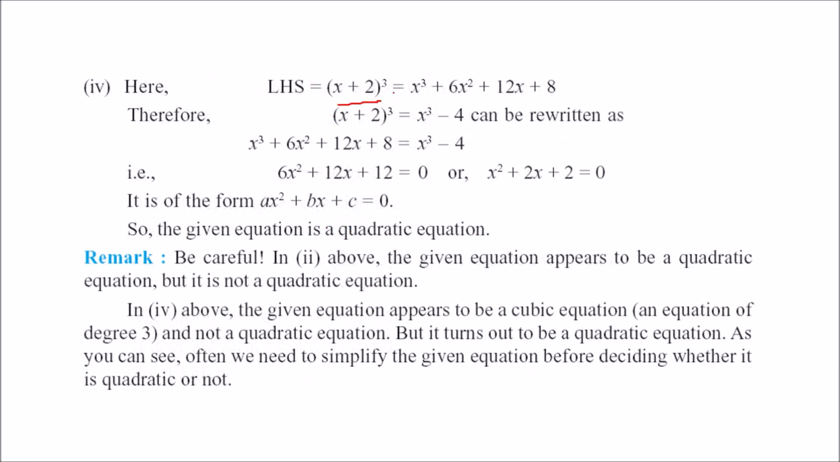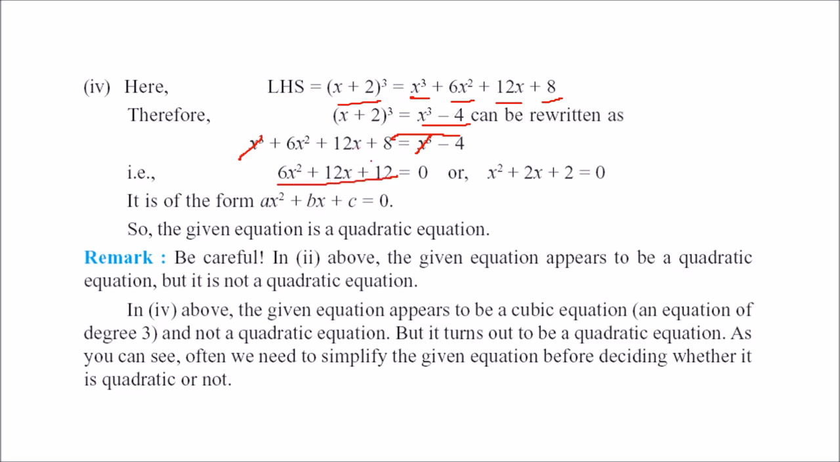Again, X plus 2 whole cube, you know the formula of whole cube. Just expand it: X cube plus 6X square plus 12X plus 8. Actually it is A cube plus B cube plus 3AB into A plus B. And now this has to be equated with X cube minus 3. X cube gets cancelled. 4 can be taken to this side. This is again representing a quadratic equation.